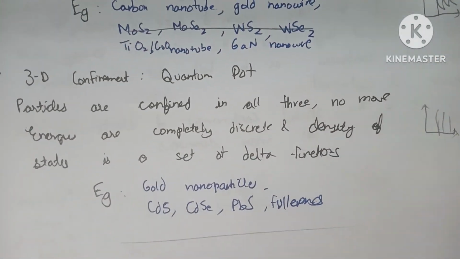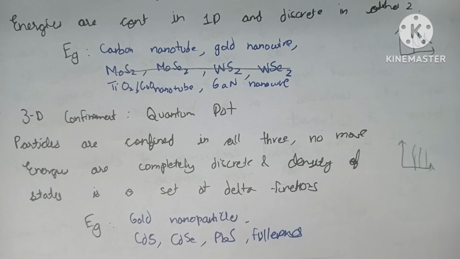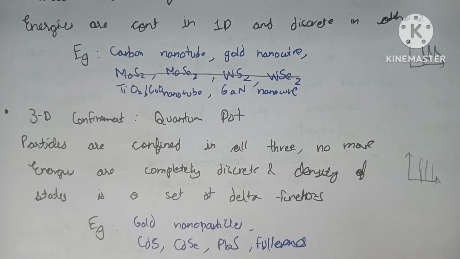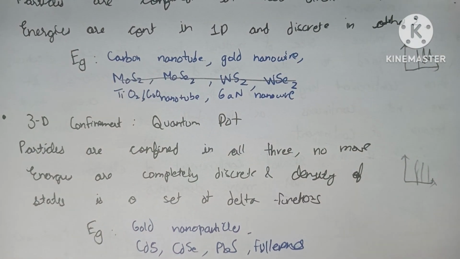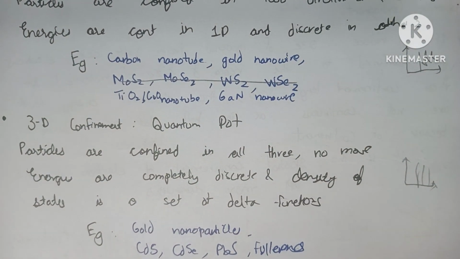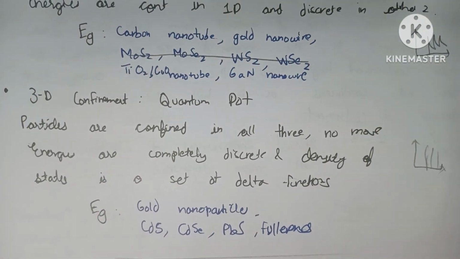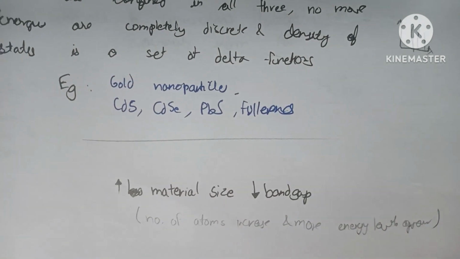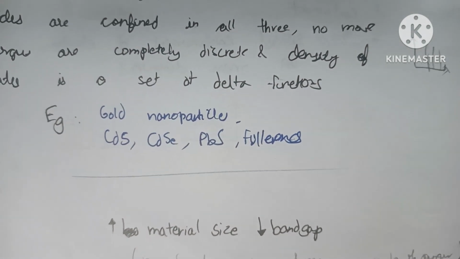3D confinement is also known as the quantum dot, wherein the particles are confined in all three directions, so they cannot move about any direction. Energies are completely discrete, and density of states is a set of delta functions. For example, in gold nanoparticles, CdS, CdSe. Here, since the material size increases, the band gap also decreases.